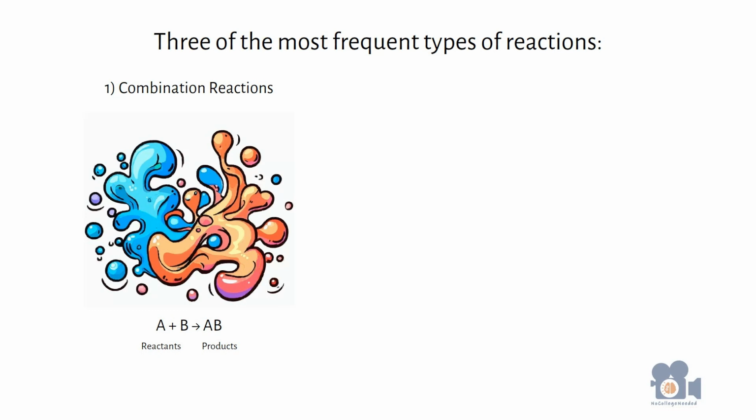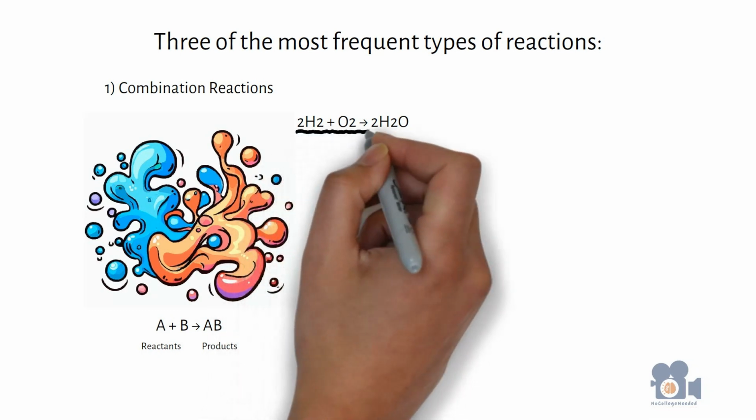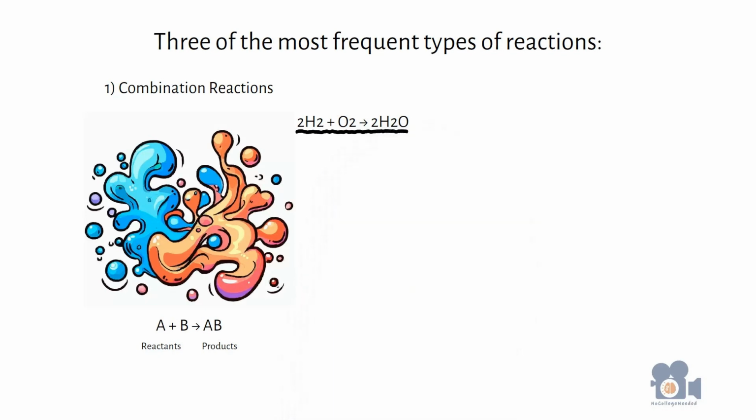One common example of a combination reaction is the reaction between hydrogen gas, H2, and oxygen gas, O2, to form water, H2O. The equation for this reaction is 2H2 plus O2 going to 2H2O. In this reaction, two molecules of hydrogen gas combine with one molecule of oxygen gas to form two molecules of water.